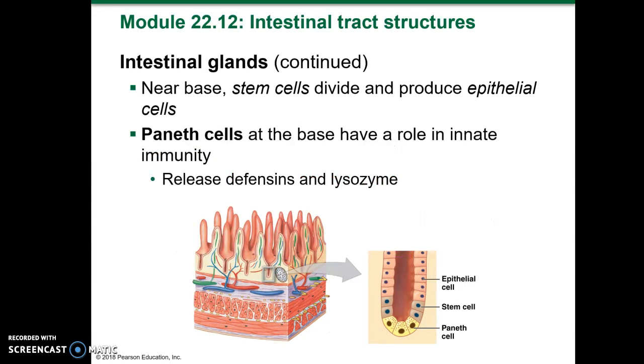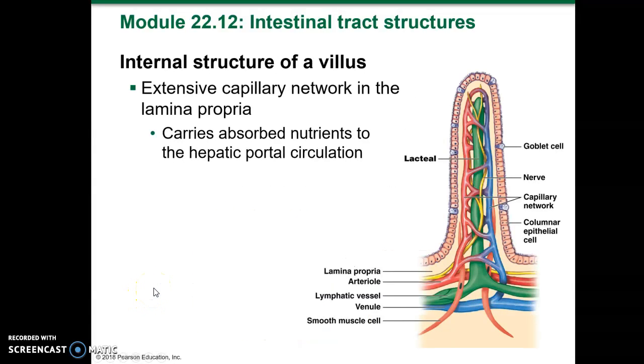Near the base, stem cells divide and produce epithelial cells. And Paneth cells at the base have a role in innate immunity. They release defensins and lysozyme. The internal structure of a villus has an extensive capillary network in the lamina propria. It carries absorbed nutrients to the hepatic portal circulation.